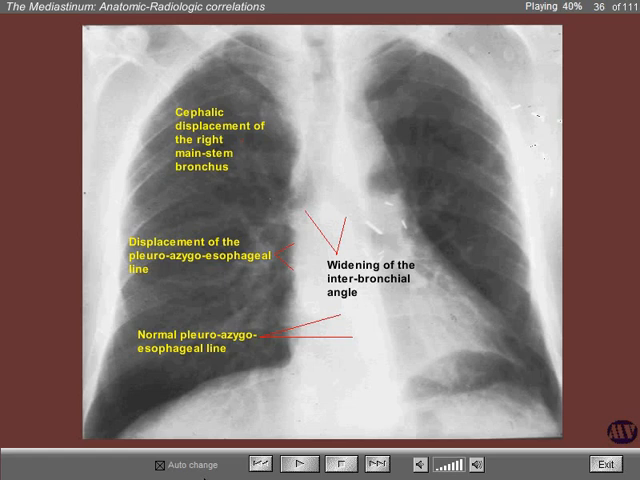This patient had a history of melanoma and proved to have at autopsy enlarged subcarinal nodes. We do not need to see a mass to diagnose subcarinal adenopathies. Simply the displacement of the pleuroazygoesophageal line will locate the pathology to the retrocardiac region, in other words, the posterior mediastinum, and the differential diagnosis therefore should include enlarged left atrium, bronchogenic cyst, and adenopathies. In the absence of cardiac abnormalities, adenopathies would be the best bet. And in this case, metastatic melanoma had to be diagnosed.